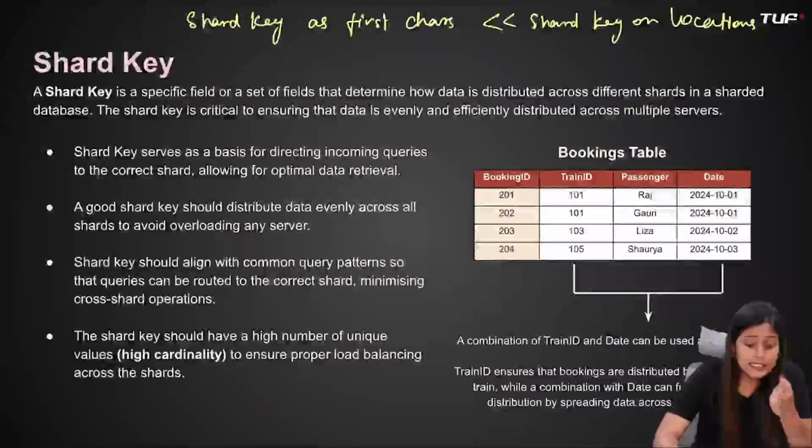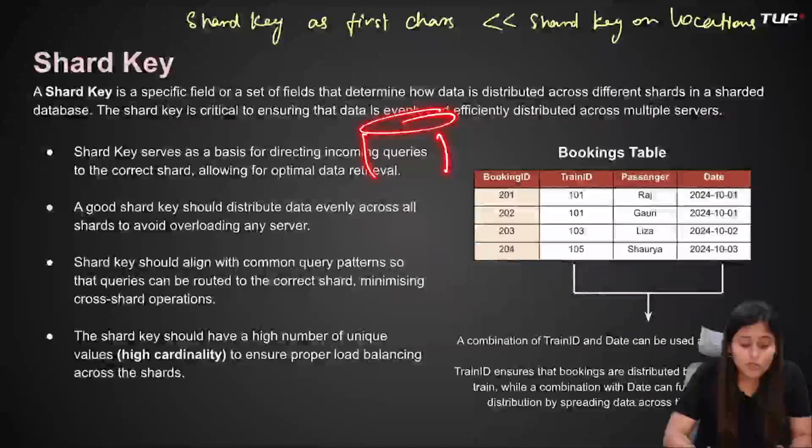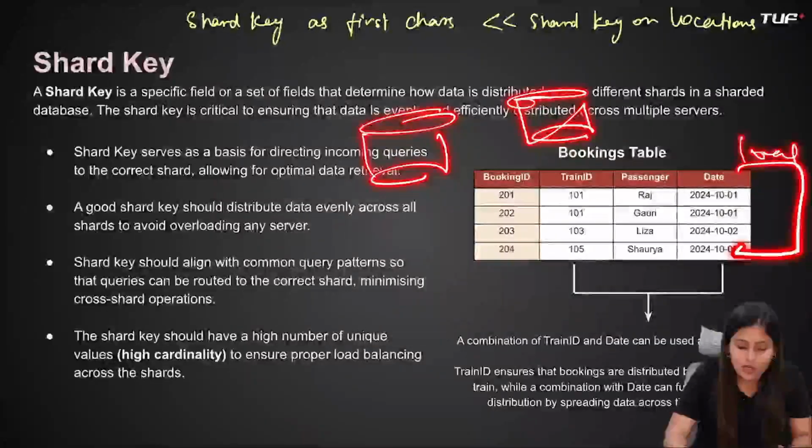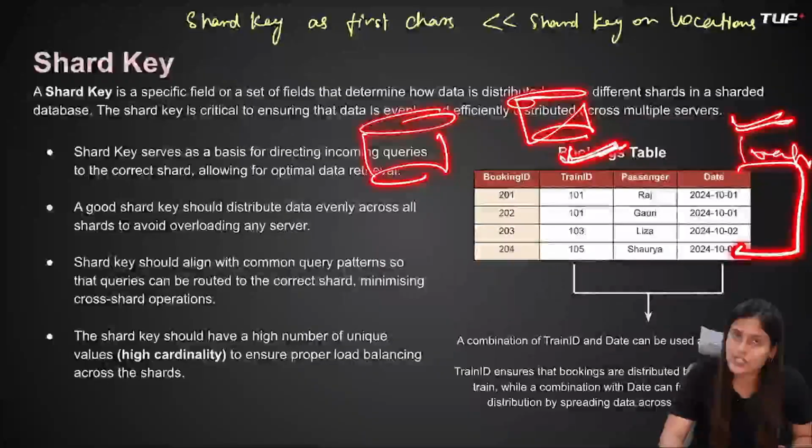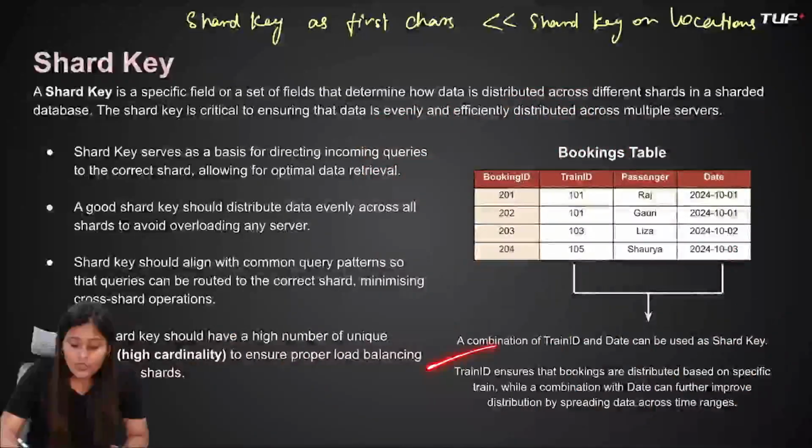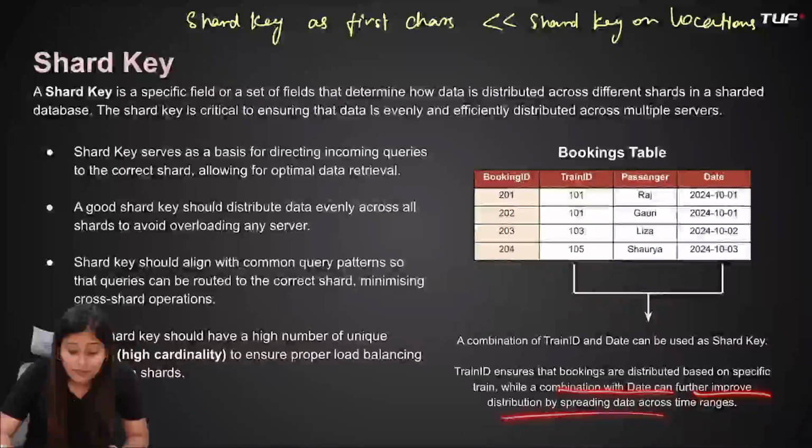If you want to save the data in the shards on the basis of locations, you should have a location column here also. So you can keep train ID and location as a combination for the shard key, right? Train ID ensures that bookings are distributed based on the train. Yes. While a combination with date can further improve distribution by spreading the data across time ranges.